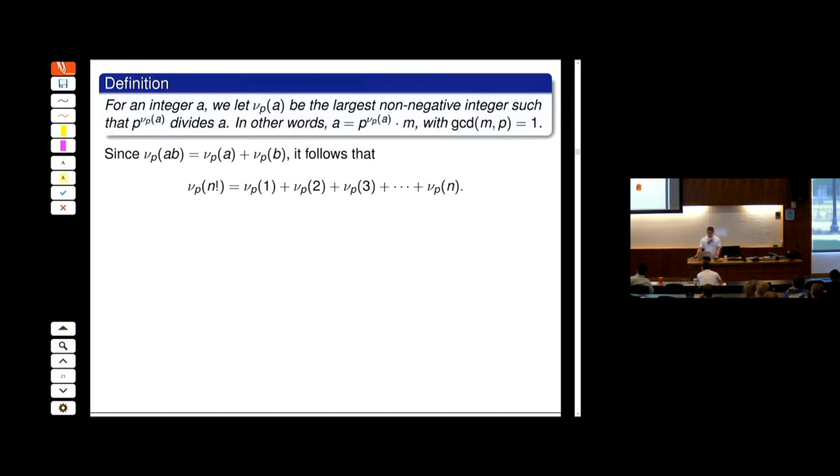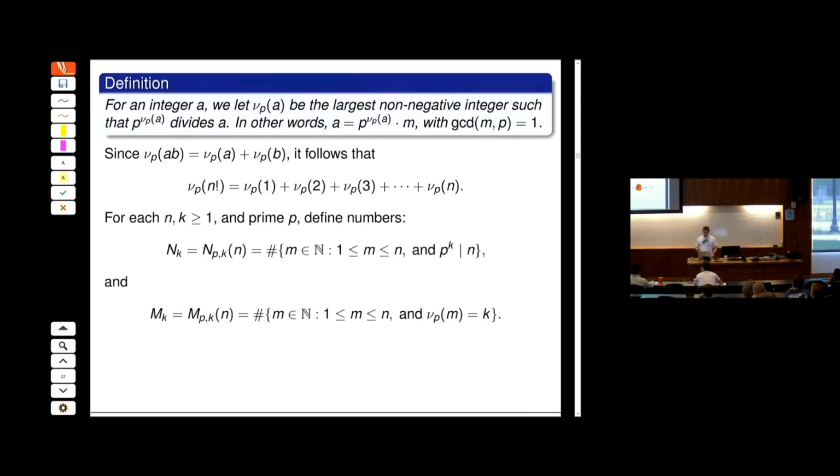Okay. You can also check that the p-adic valuation of a product is the sum of the p-adic valuations, and therefore we have that the p-adic valuation of n factorial will be the sum of the p-adic valuations of the numbers 1 through n. And I'm going to define two numbers. The first number, for every prime p and k, is how many numbers there are from 1 to n that are divisible by p to the k. And the second number is those numbers from 1 to n that are exactly divisible by p to the k.